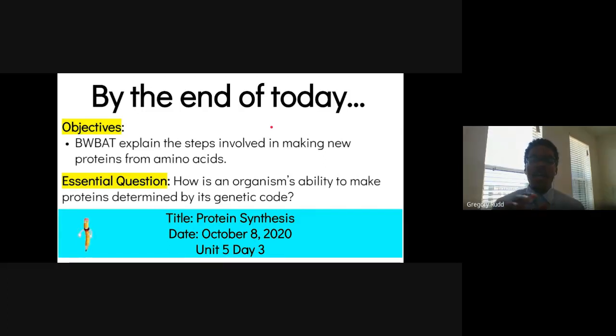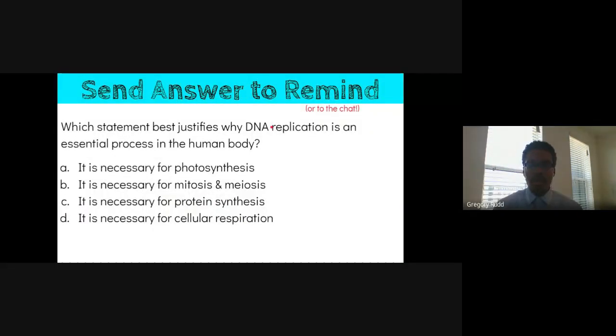The essential question: how is an organism's ability to make proteins determined by its genetic code? So there's a linkage there between genes and proteins, between DNA and proteins. We've talked about the linkage before, but we will go into further detail about it in today's lesson. So at this point, you should have your notes out, with the title of the lesson and the date written down, and we are going to jump into it.